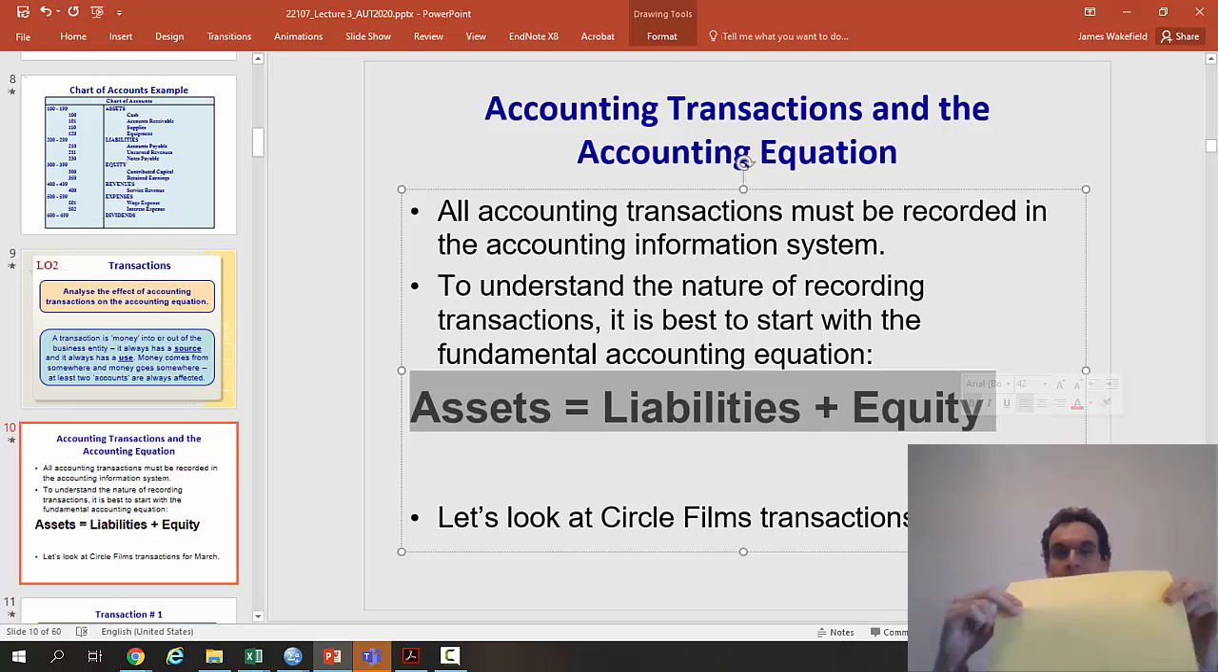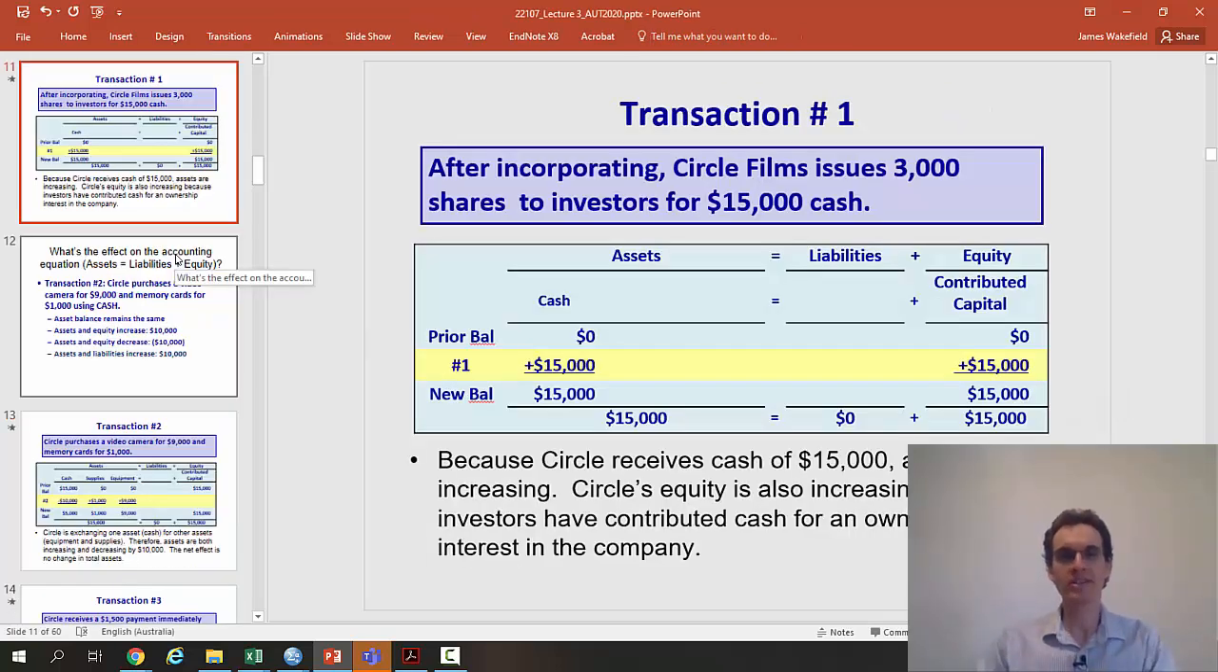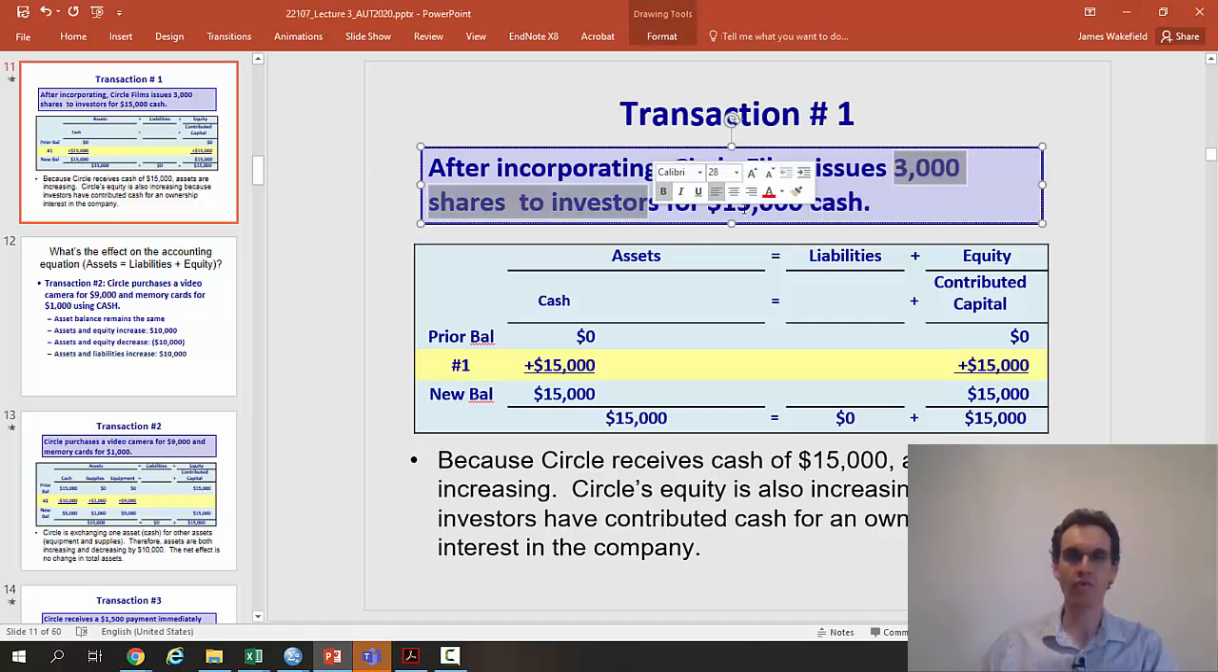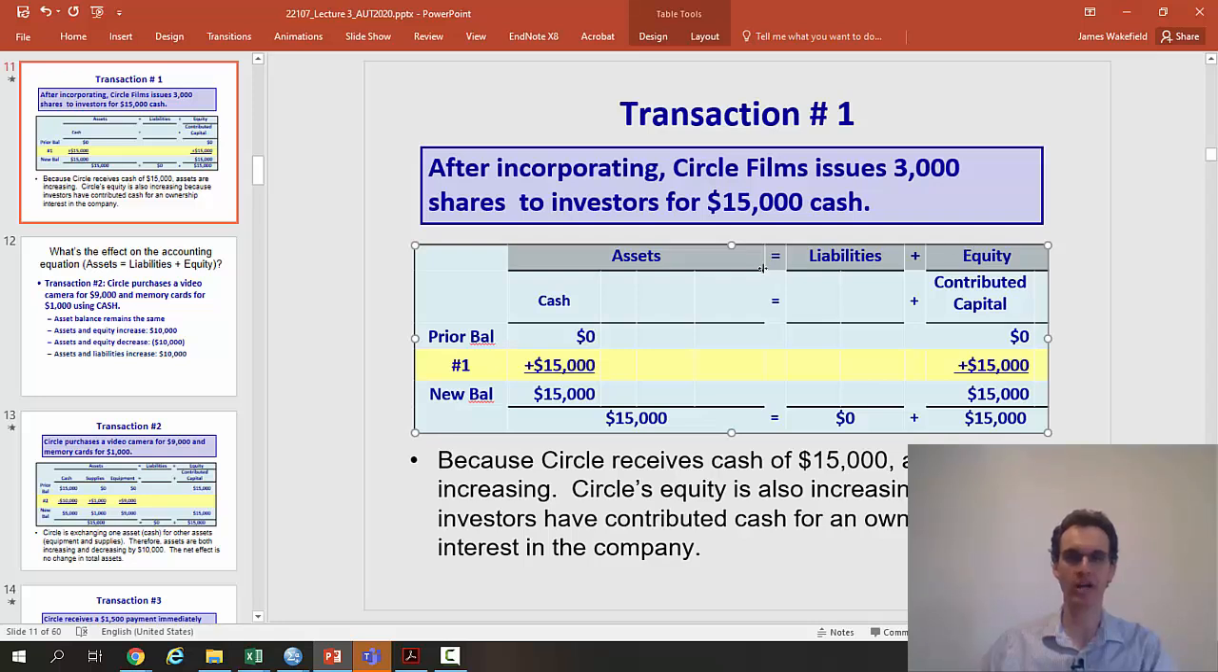So now that you've written out the accounting equation on your piece of paper, let's have a look at a series of transactions for an example firm, Circle Films, for March. Transaction 1 is: after incorporating, Circle Films issues 3,000 shares to investors for $15,000 cash. So how do we capture this transaction within our accounting equation?